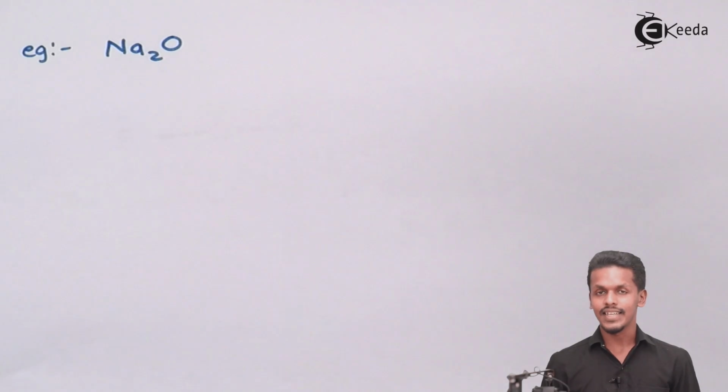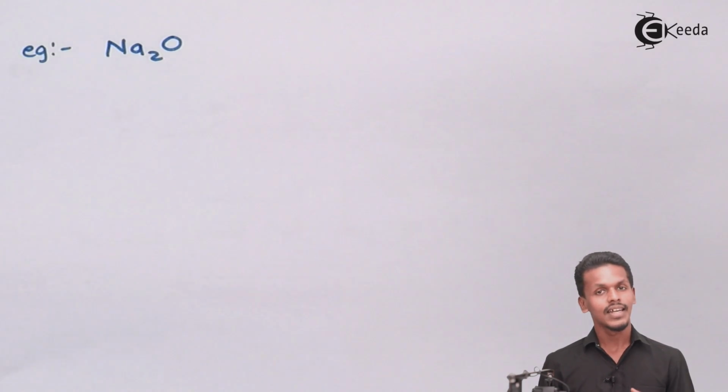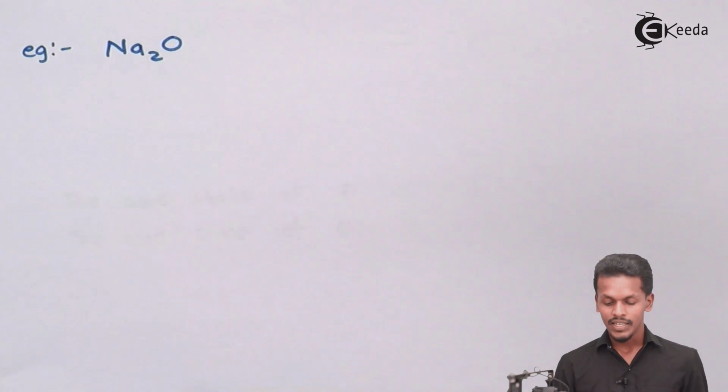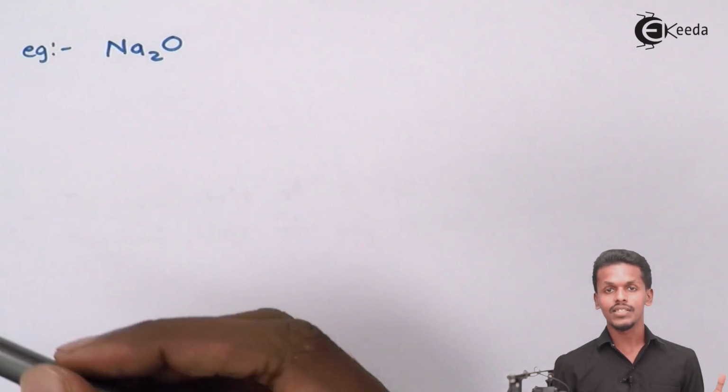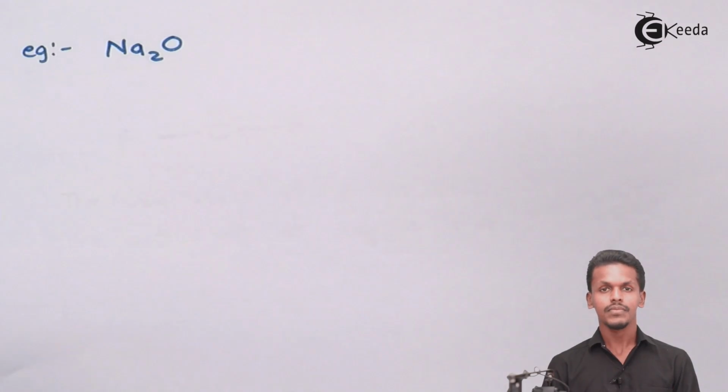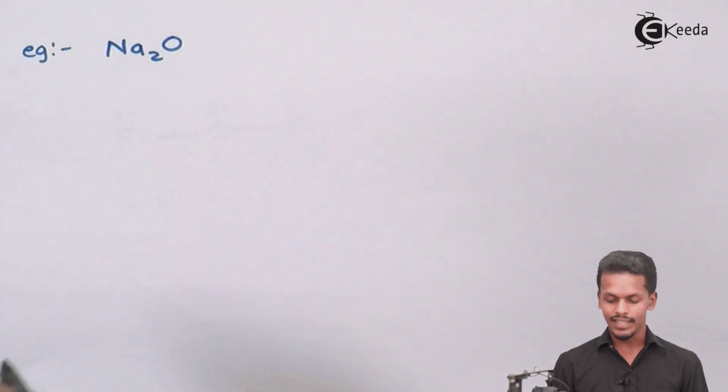For example, in this case, Na2O, that is disodium oxide, or we could say sodium oxide. In Na2O we could write the structural formula like this one.